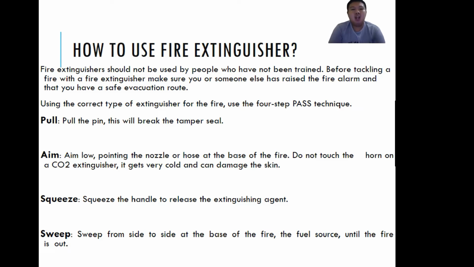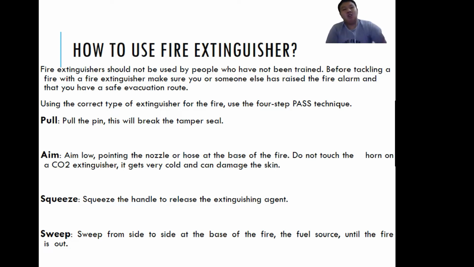Before fighting a fire with a fire extinguisher, make sure you or someone else has raised the fire alarm and that you have a safe evacuation route. Okay, before you use the fire extinguisher, you should make sure that the fire alarm has been raised so that you can use the evacuation route more easily and arrive immediately. Use the correct type of extinguisher for the fire, and use the 4-step PASS technique.